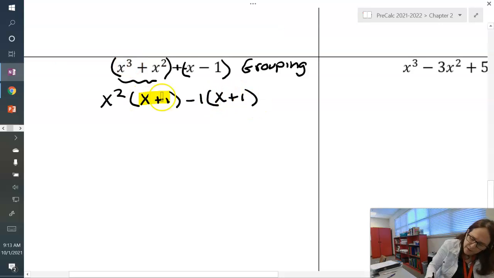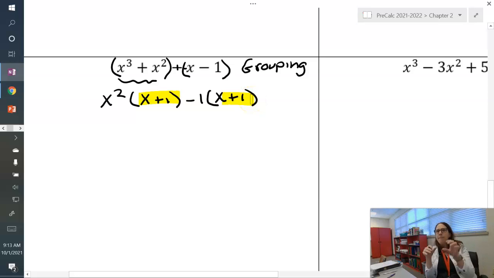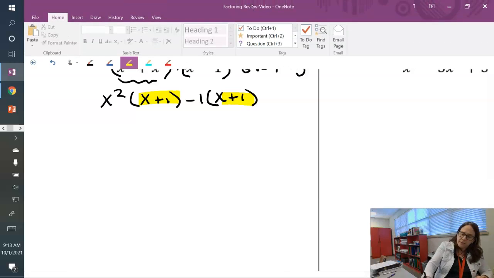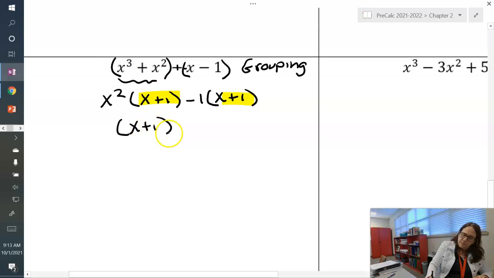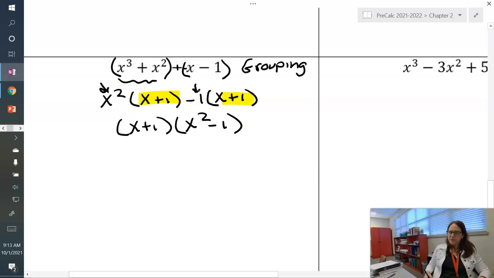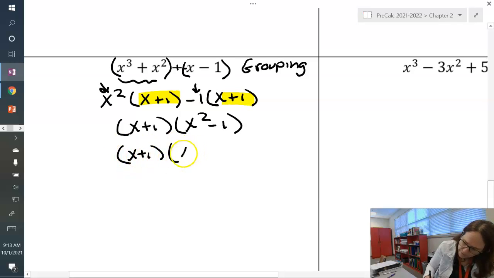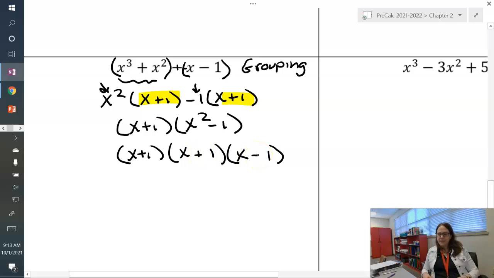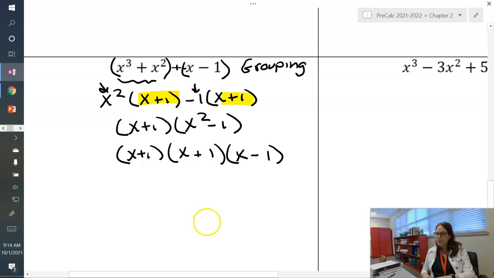Check this out. Those two are the same, that means that those two are a factor. So x plus 1 is a factor. The rest of the stuff is the other factor. So this x squared and that minus 1 makes the other factor. Now look, can I still factor? Yes, I can. I have the difference of two squares. Keep your x plus 1. Square root of your second term is just 1. 1 plus, 1 minus. That one's done. 3 factors. It's a cubic.